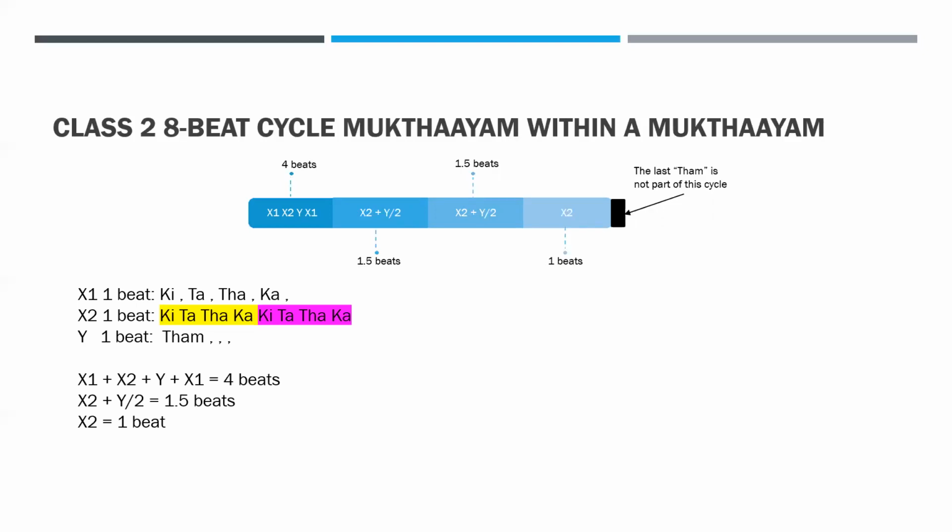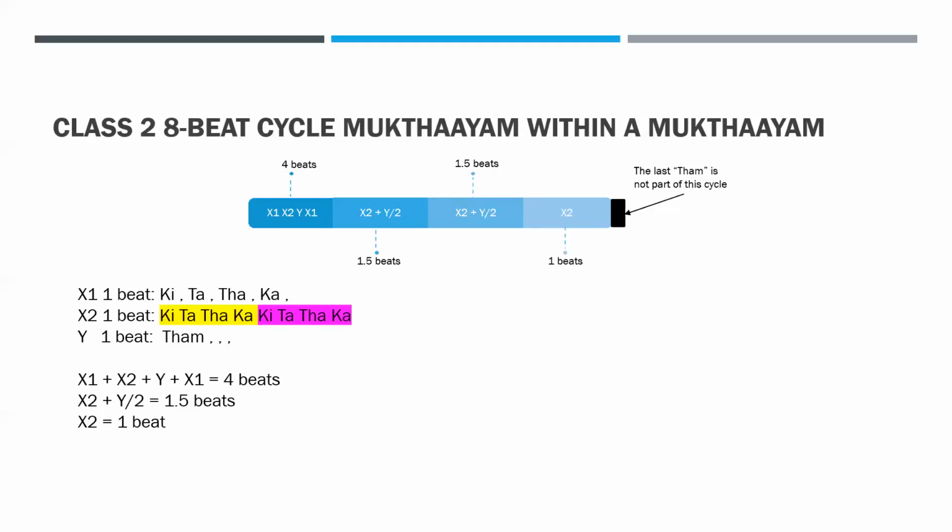You know that x2 is 1 beat. Now y, instead of giving Tam for a full beat, you stop it at half a beat. So instead of saying Kitataka, Kitataka, Kitataka, Tam, you do Kitataka, Kitataka, Kitataka, Tam, Kitataka, Kitataka, Tam, like that. So the Tam doesn't have that many aksharams. It has only half the number of aksharams, when it comes the second time and third time. That is how you're making the 1.5 beats.